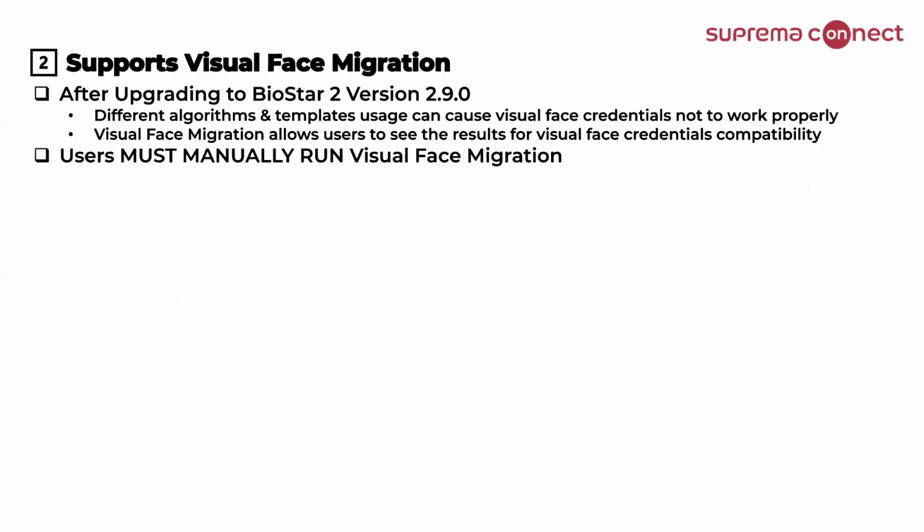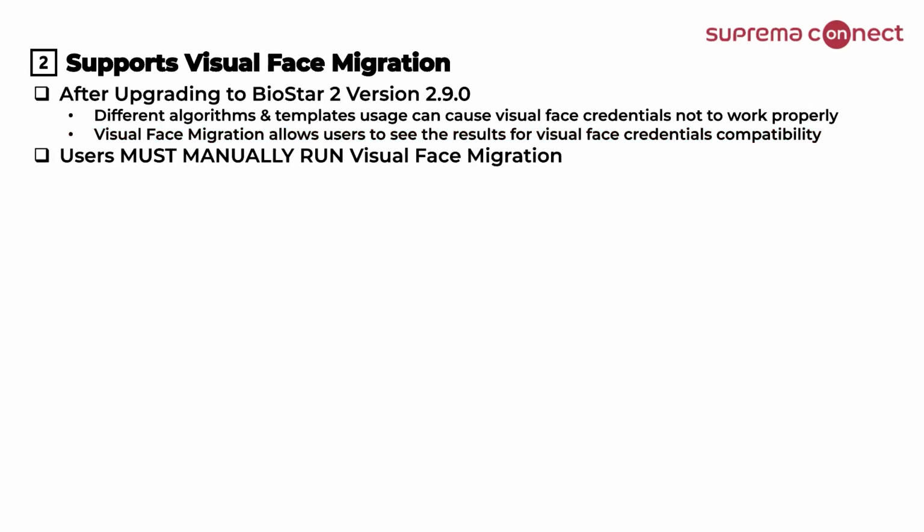Now, it supports visual face migration. Let's say you have different versions and different warped image sizes. How are you going to migrate all of that? After upgrading to BioStar 2 version 2.9.0, of course, you're going to have different algorithms and template usage that can cause visual face credentials to not work properly, as in you're going to get errors. Visual face migration allows users to see the results for visual face credentials and compatibility, so you'll be able to see which errors occur from which point and how to edit these as well.